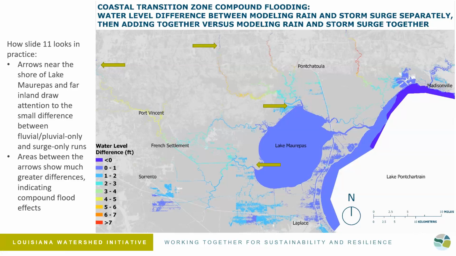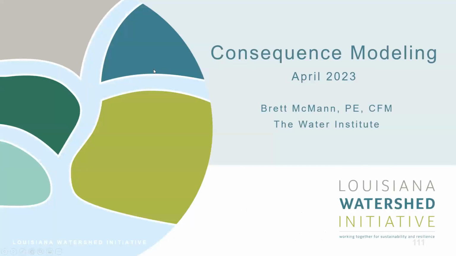But in the middle of these two arrows, like in the Tickfaw River area, you get pretty significant differences, several feet, many feet, half a dozen feet in some cases. And what that's telling us is this is flood depth that is likely to occur that we're missing with the current analysis methods that are used. Like we're not capturing this. And so the point of the compound flooding analysis is to try and capture this flood risk that has not been captured to date.